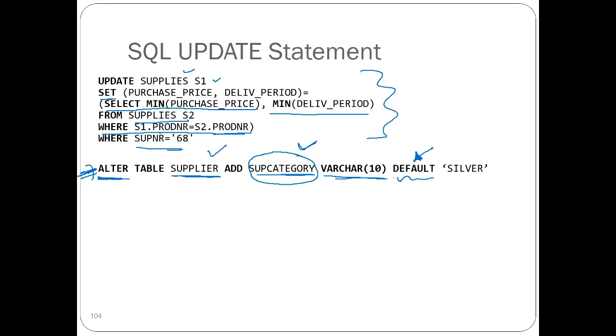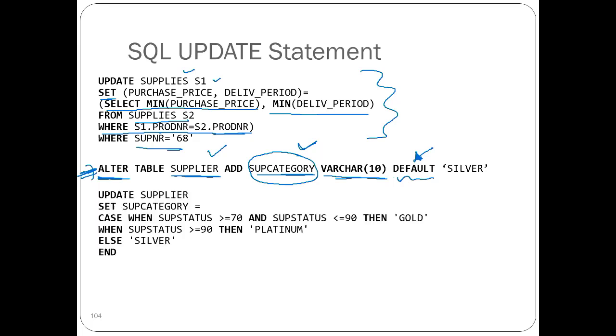So what will happen after this statement? A new column will be created for the supplier table, and that will be populated with the default value which is silver, right? So to all the suppliers that we have in our table, we are by default giving them the status of silver. Good. Now once we have given the status silver to all the records that we have in the supplier, we want to fix that. So how do we fix that? Here we go, right? Update supplier, set supplier category.